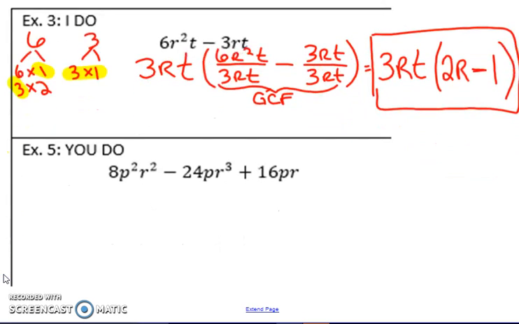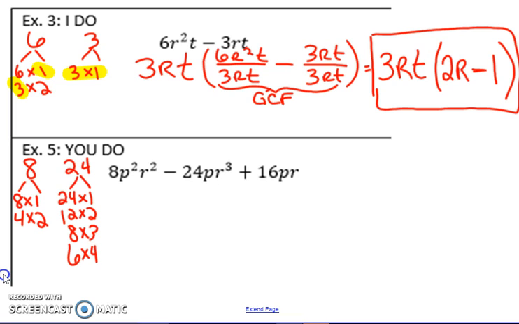Now, the next one. We have 3 terms, but we're still going to treat it the same way. 8 breaks to 8 times 1 and 4 times 2. 24 breaks to 24 times 1, 12 times 2, 8 times 3, 6 times 4. And then in this case, I have 16, which breaks to 1 times 16, 2 times 8, and 4 times 4. Well, I want to look for the greatest, and in this case, 8 is going to be the biggest number they all have in common. So my GCF starts with an 8. Well, they all have a P in it, and my lowest power is 1. They all have an R in it, so my lowest power is 1.